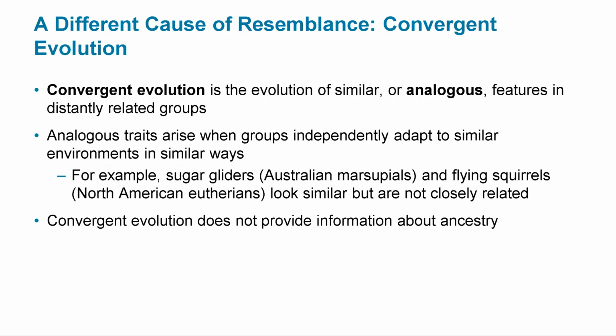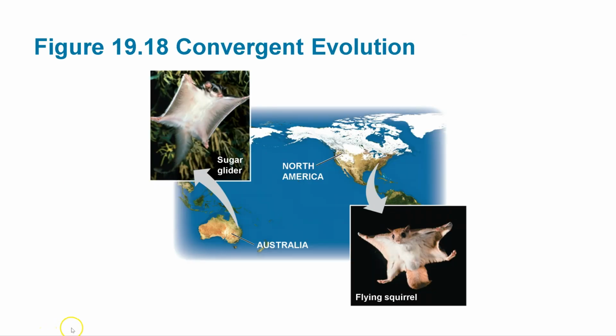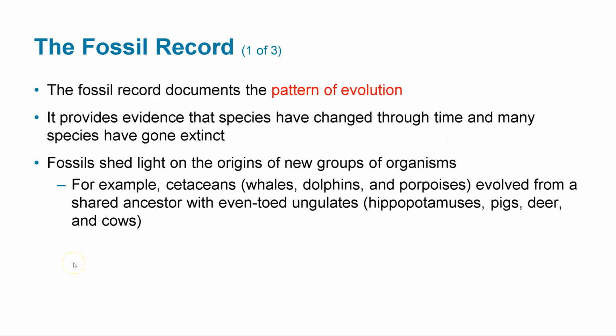Convergent evolution produces analogous features in distantly related groups. They have similar traits, but they're not sharing a recent common ancestor. We talked about the flying squirrel and the sugar glider. The fossil record is, again, something a lot of people like to see as Exhibit A for evolution. It documents a pattern of evolution.